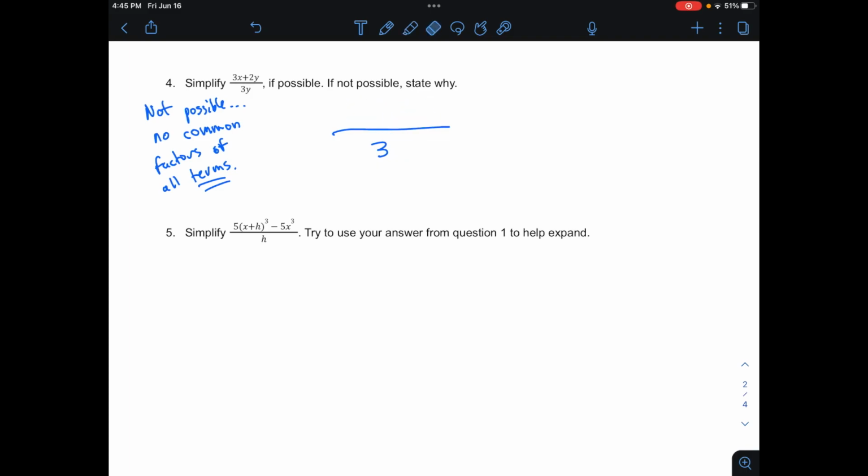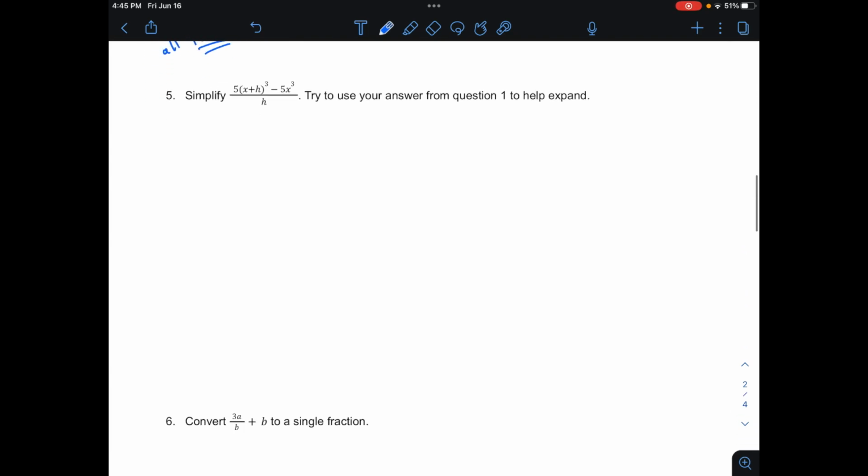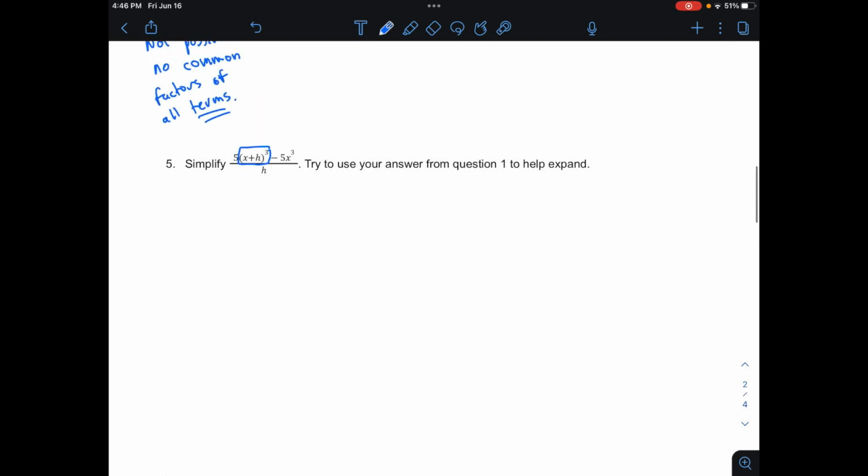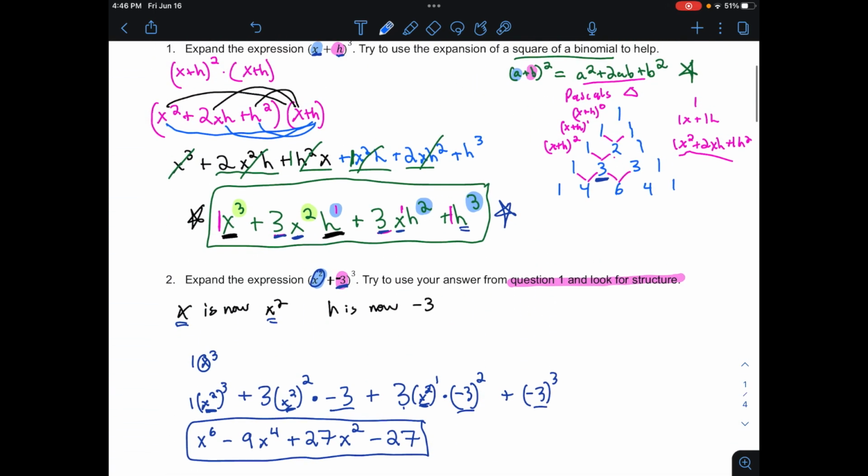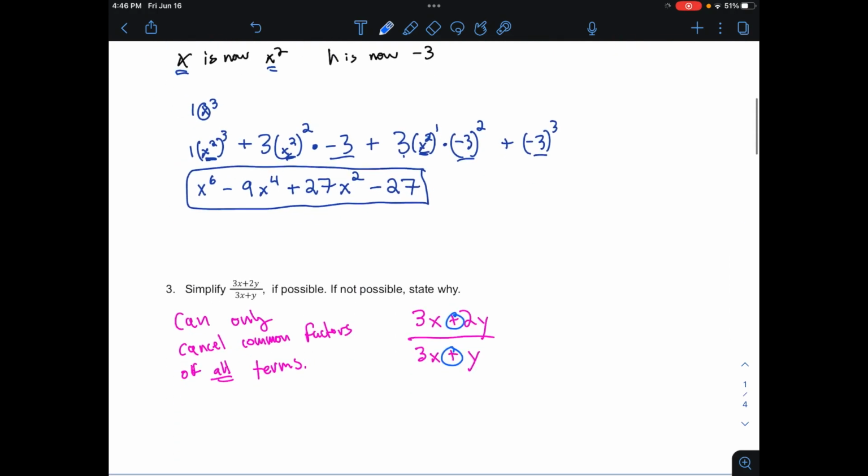Yeah, so there are no common factors of all of the terms. Okay, on to number 5. It says simplify (5(x+h)^3 - 5x^3) all over h. So that is going to be a pain if we just do out this whole thing. However, in question 1, we literally did (x+h)^3. We got this whole expansion of it. It related back to this row of Pascal's triangle, (x+h)^3. And so we're just going to use that.